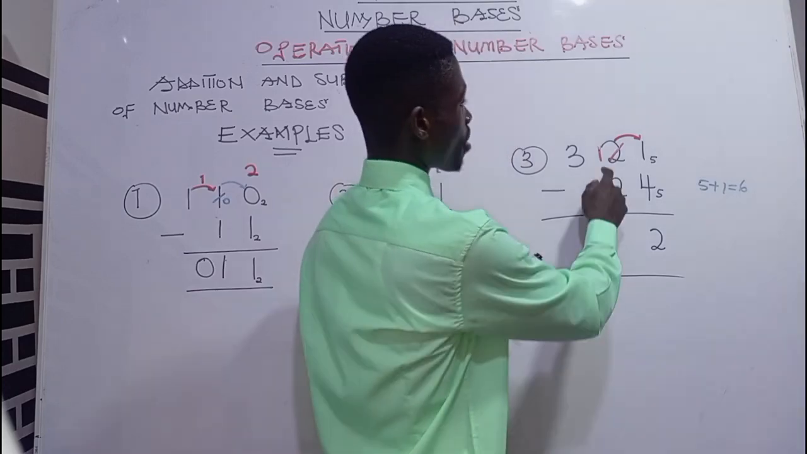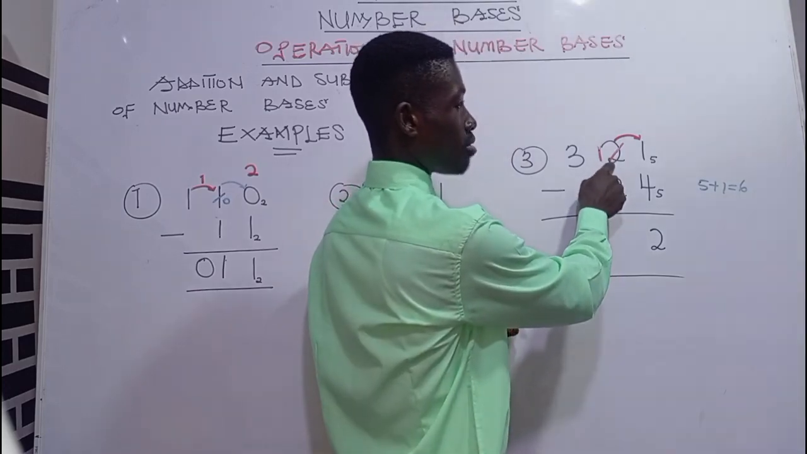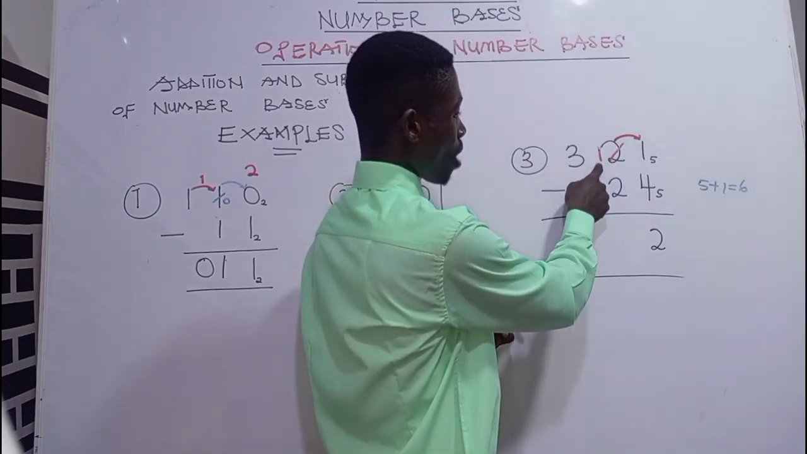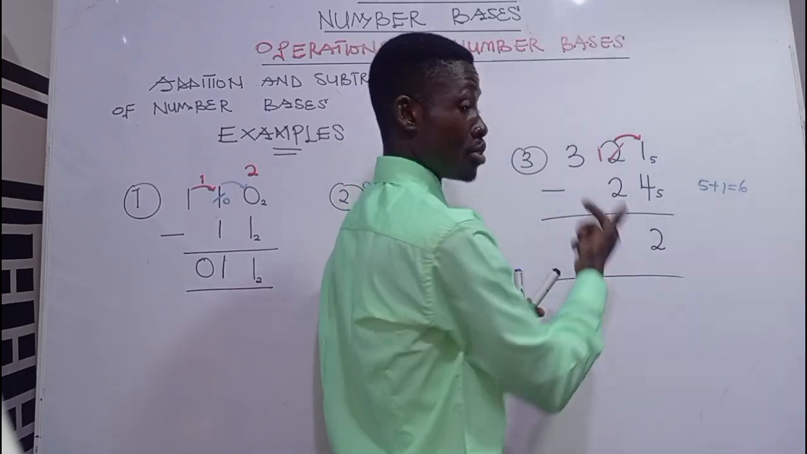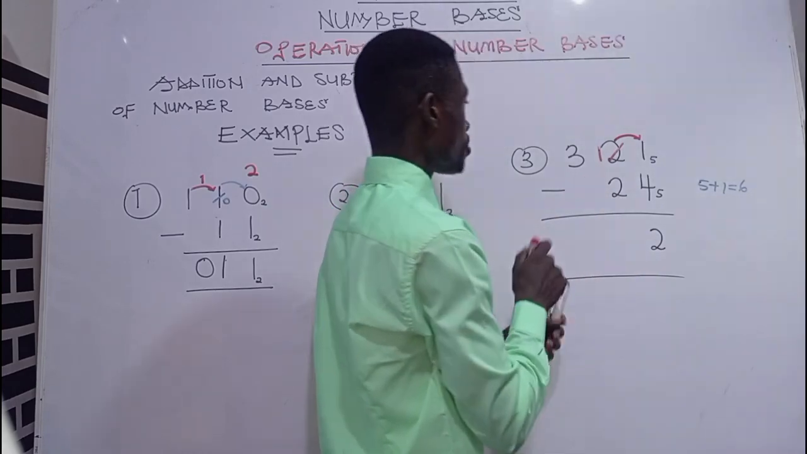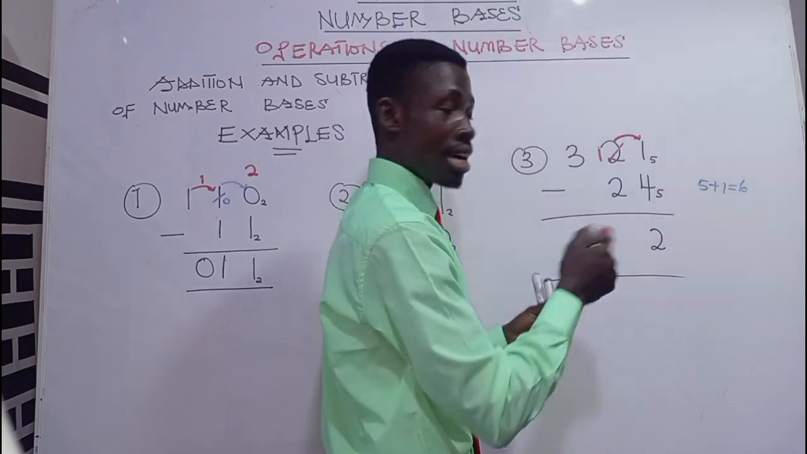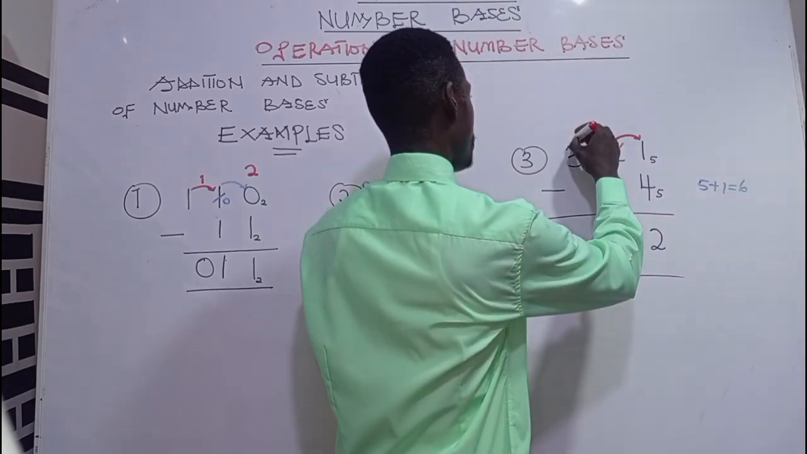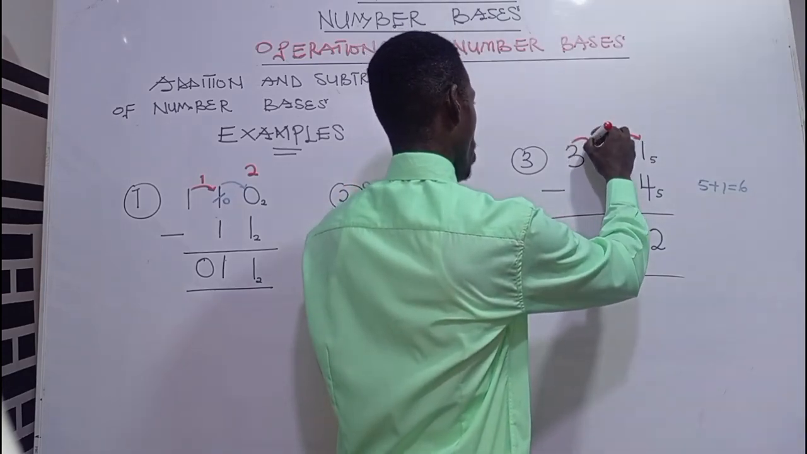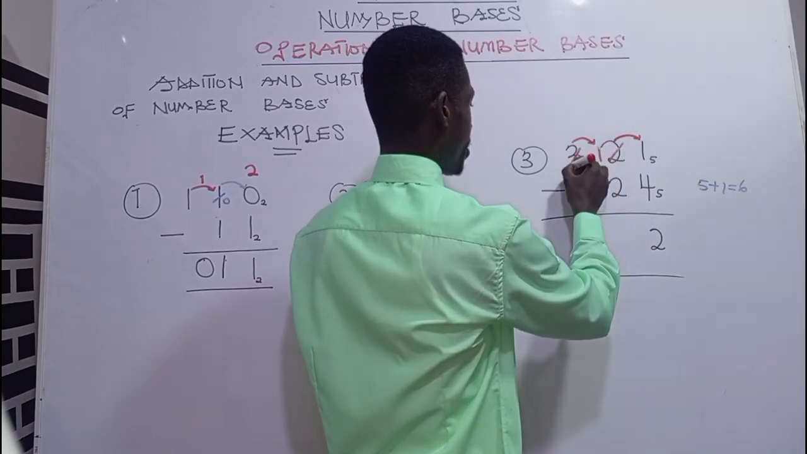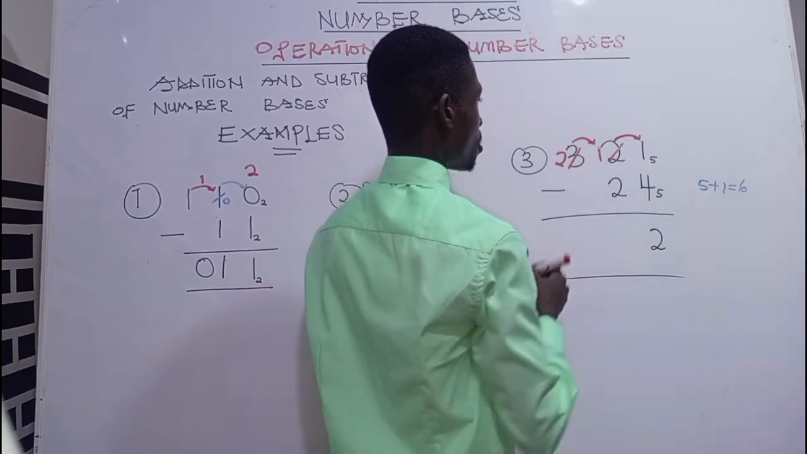Good. Now we borrowed 1 here, so we no longer have 2, we are having 1. So 1 minus 2 is not possible. So we have to come to the next number and beg so that it will lend us 1. So let's beg for 1. Now this 3 has reduced to 2. Good.